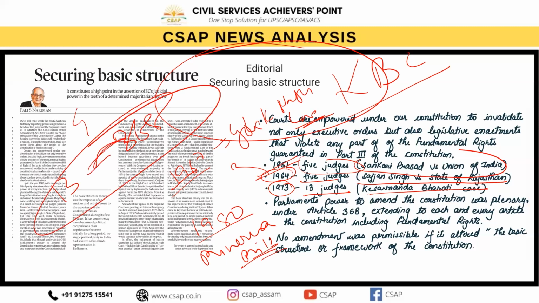So where was this contest directly ended? In this Kesavananda Bharati case of 1973, because in this case it directly upheld the amendments and opined that the parliament is empowered to take away or abridge any of the fundamental rights, but however such changes should not alter the basic structure of the constitution.